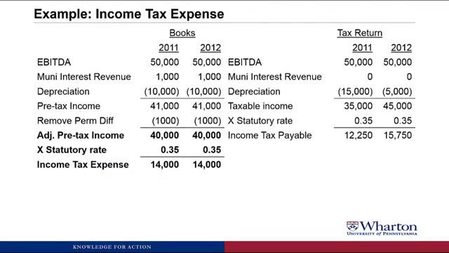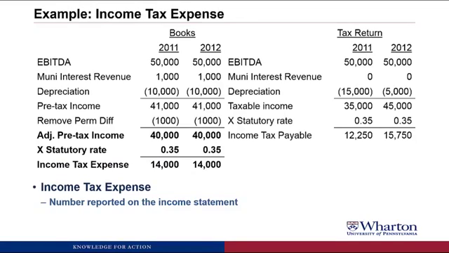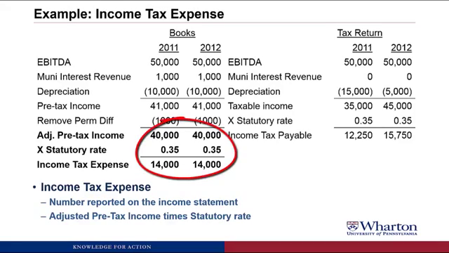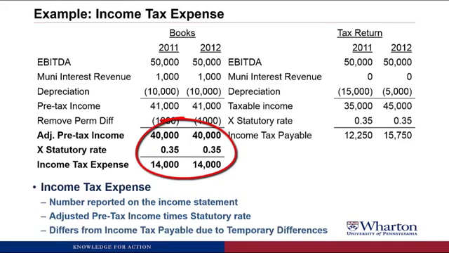Now we can calculate income tax expense. Income tax expense, remember, is the number that's going to go on the income statement. It's going to be the adjusted pre-tax income that we calculated last slide times the statutory rate. So it's the same 35% statutory rate as on the tax return. And so we end up with, in this case, $14,000 of income tax expense in both years.